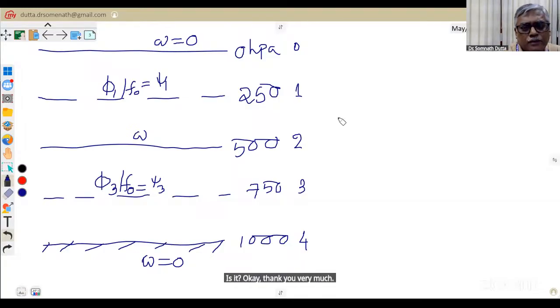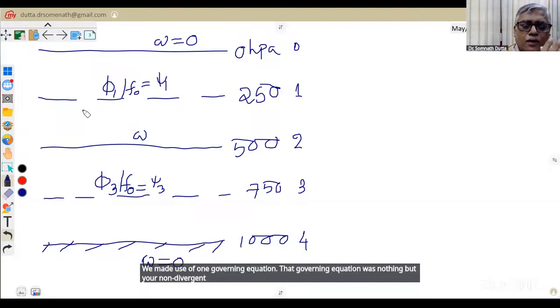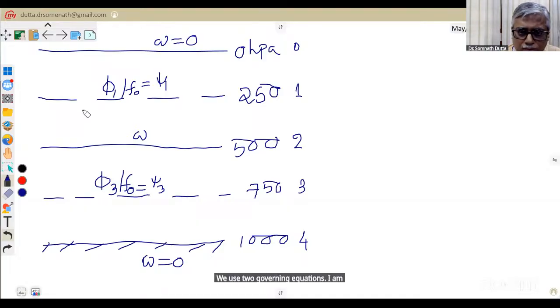As I was telling, for analyzing the barotropic instability, you remember, we made use of one governing equation. That governing equation was nothing but the non-divergent barotropic vorticity equation. So here also we have to use some governing equation. Since it is a two layer model, here we use two governing equations. I am not going to write these two equations. I have shared the notes, you will find them, I am just naming them.